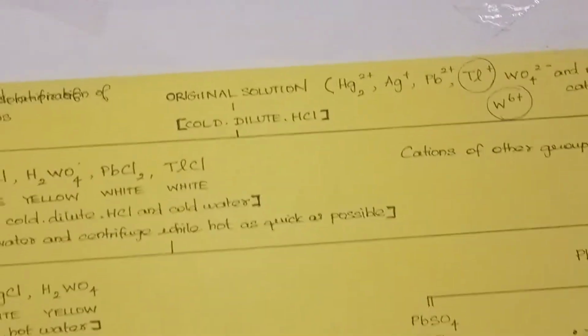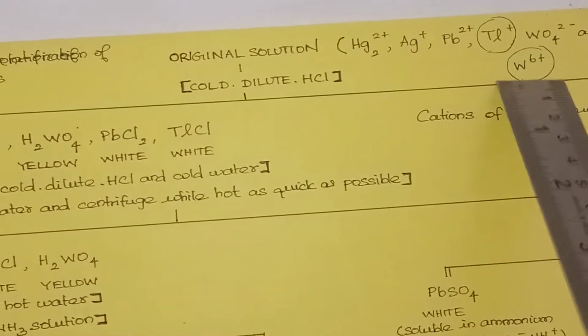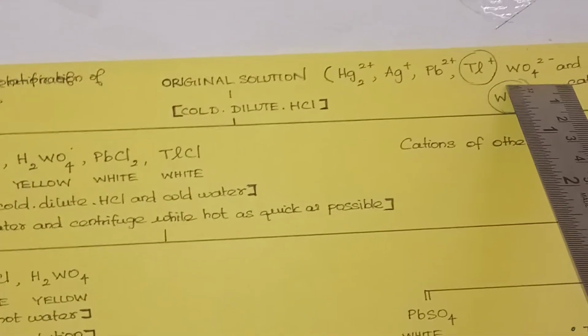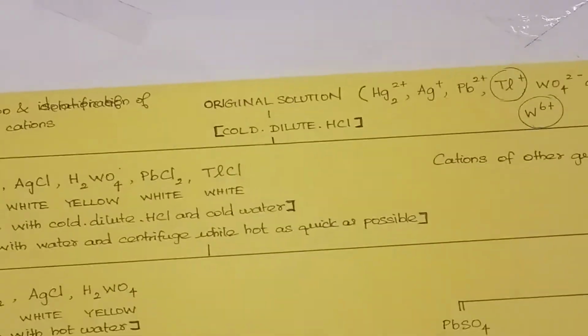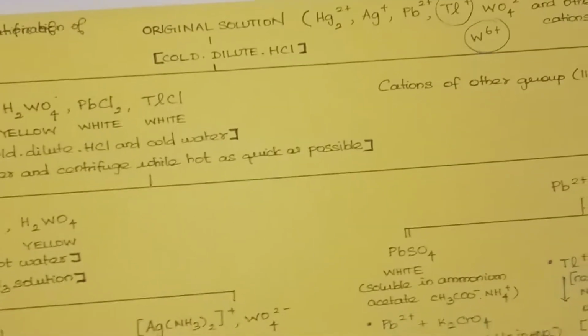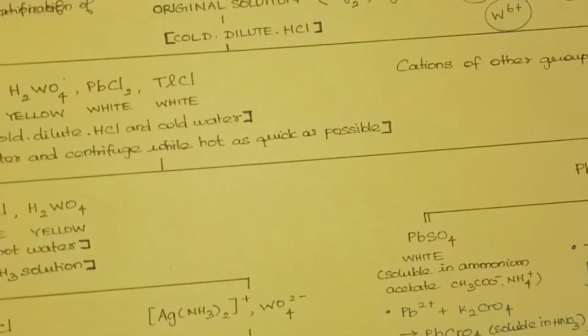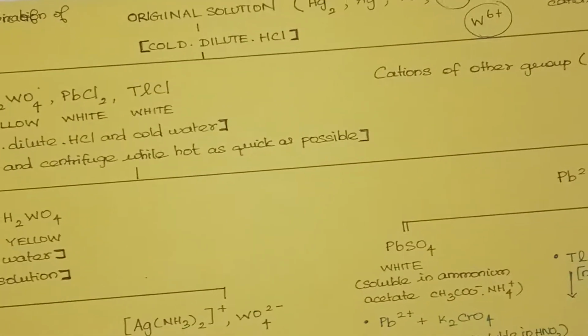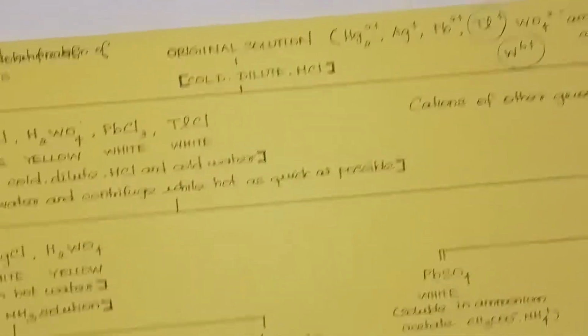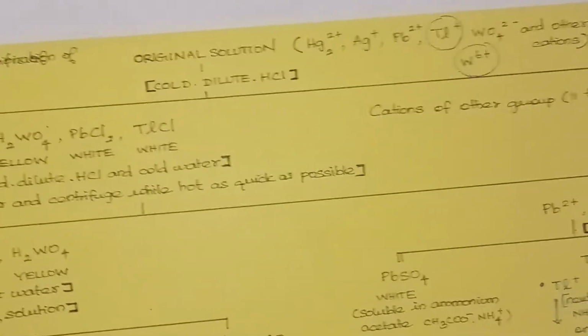In many of the reference books, they would mention tungsten in +6 state as tungstate anion. Why is it so? There is some fact. All the metal ions are either soluble in water, hot water, acid or hot acid. The exceptional case is tungsten. Tungsten is neither soluble in water nor in acid.